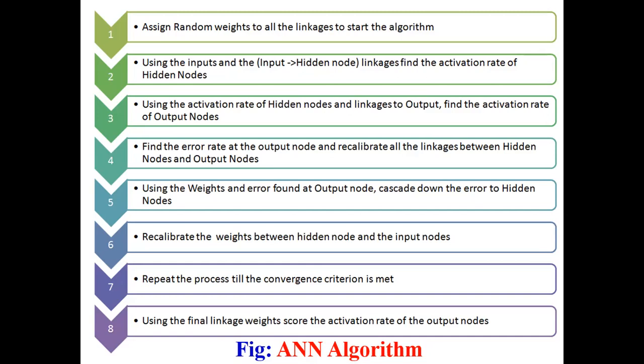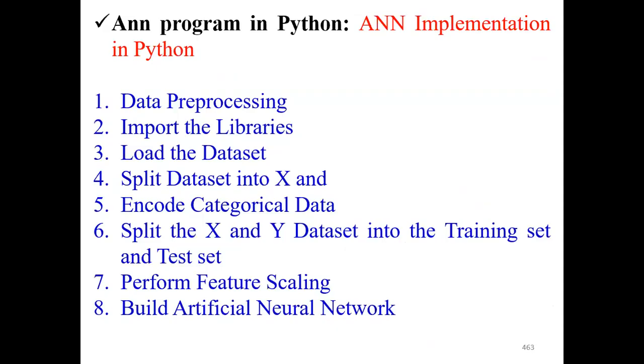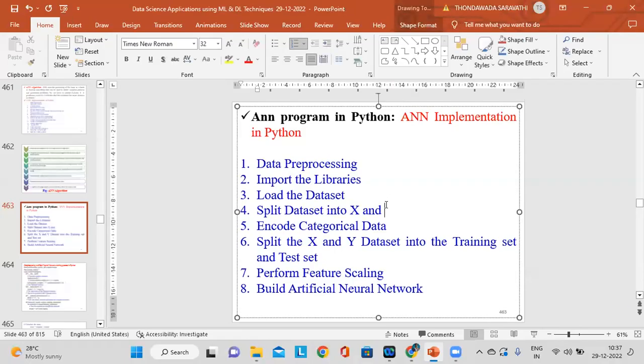So these are the steps of the ANN algorithm. These steps I have explained. Now, these are the simple steps. See here: data pre-processing, import the libraries, load the data set, split data set into X and Y, encode categorical data, split the X and Y data set into the training set and the test data, perform feature scaling, build the artificial neural network.